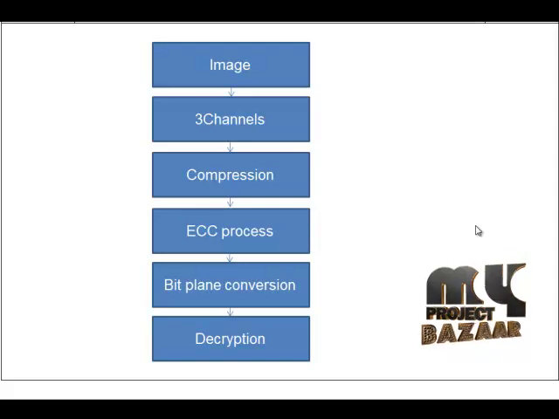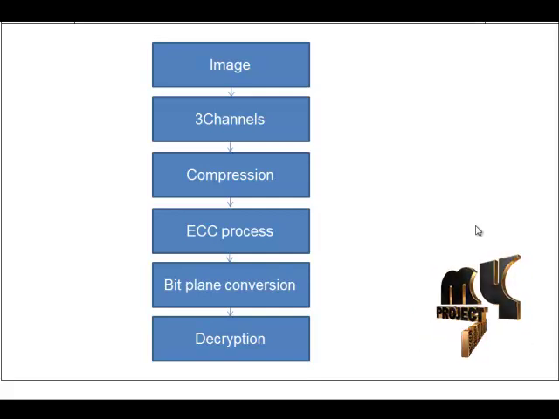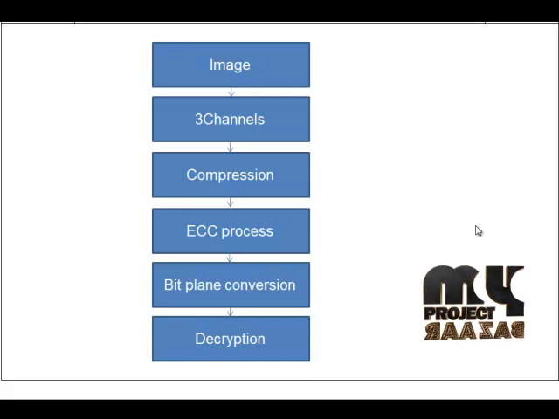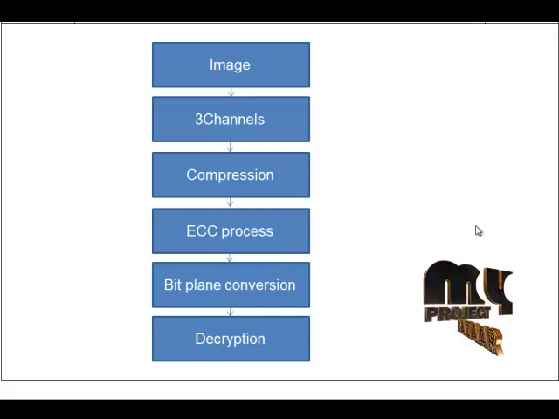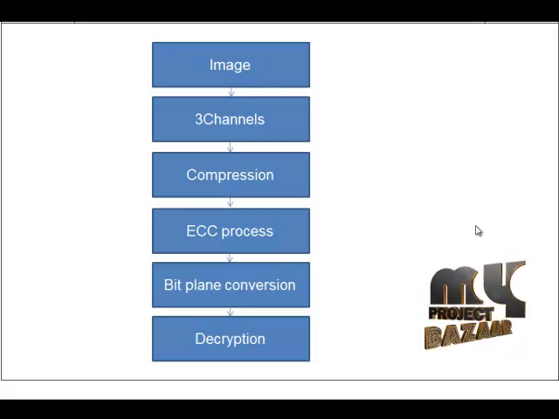Let's see the flow of our design. Initially, for our process, we are taking an RGB image. RGB images normally have 3 channels, and our process supports only the RGB channels. So we are splitting the 3 channels separately, that is red, green, blue. Each channel is considered as a gray channel.